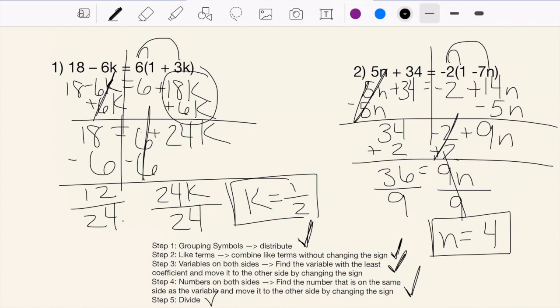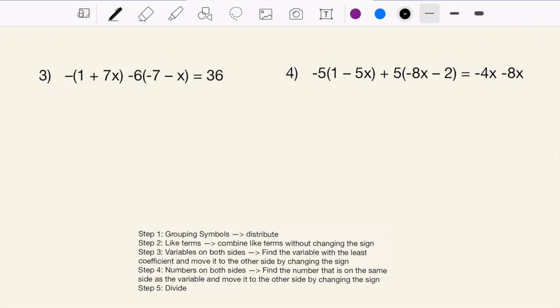All right, so let's look at some other problems as well. So same thing with these practice problems. Let's go ahead and go through our 5 steps. So in this first step, it's grouping symbols. And in this first problem, we have 2 sets of grouping symbols. So we're going to go ahead and distribute both sets. What that means is we have a -1 here. So let's distribute that one first. So we have -1 times 1 will give us -1.